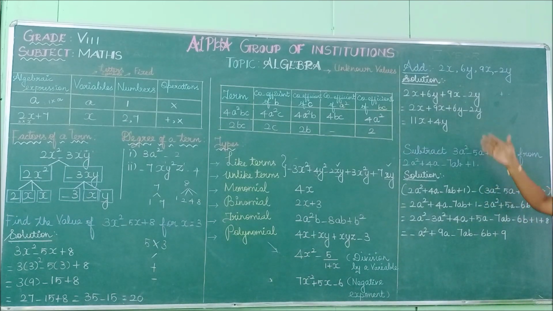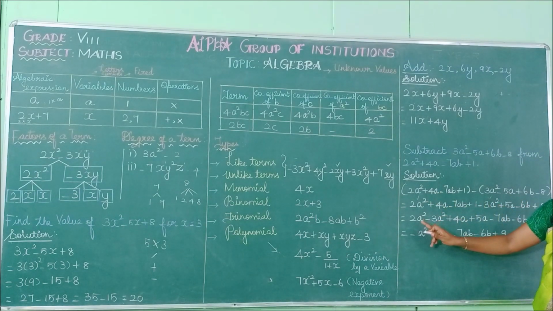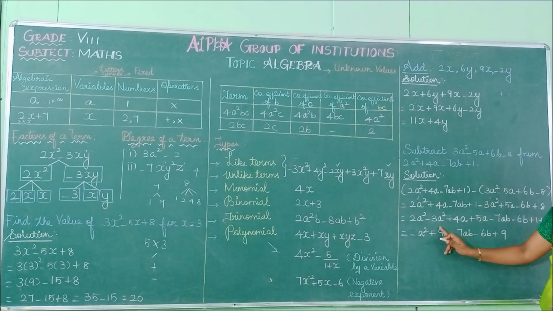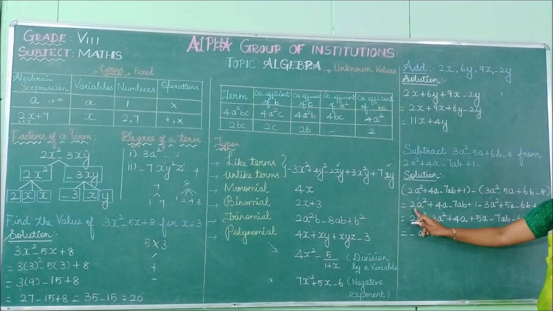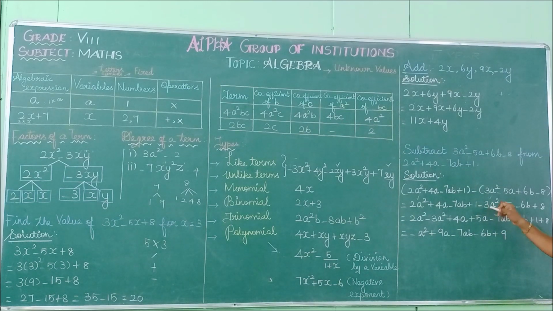So likewise here also you have to take the similar values, that means like terms. So here a squared is present, here a squared is present. You have to arrange them equally. 2a squared minus 3a squared. And what is the first term? 2a squared. So you have to take the similar value, that means like term, minus 3a squared. What is the next term? 4a. You have to write that 4a. Here 5a is present. So you have to take both values, 4a plus 5a. Next term is what? Minus 7ab.